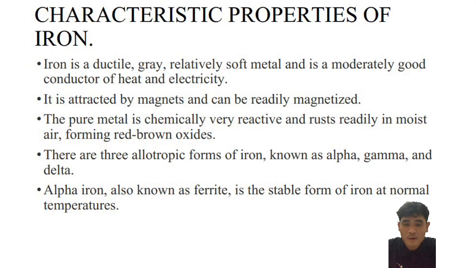Characteristic properties of iron: iron is a ductile, gray, relatively soft metal, and is a moderately good conductor of heat and electricity. The pure metal is chemically very reactive and rusts readily in moist air, forming red-brown oxides.